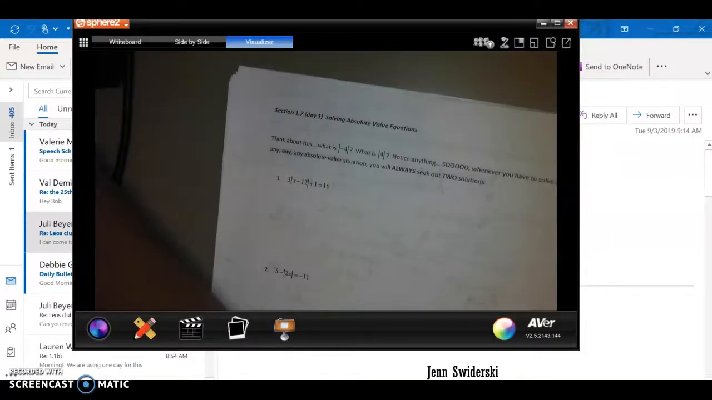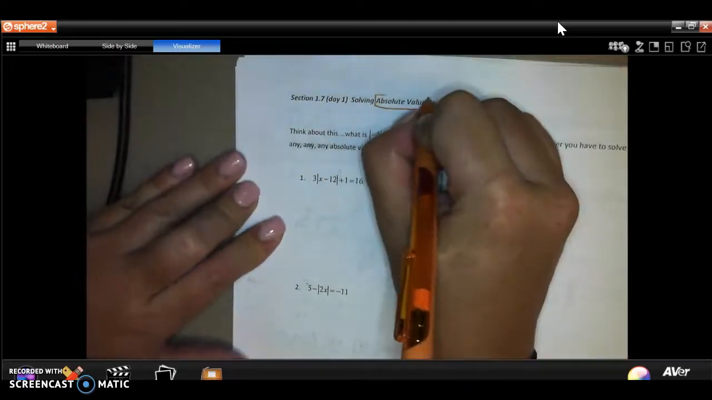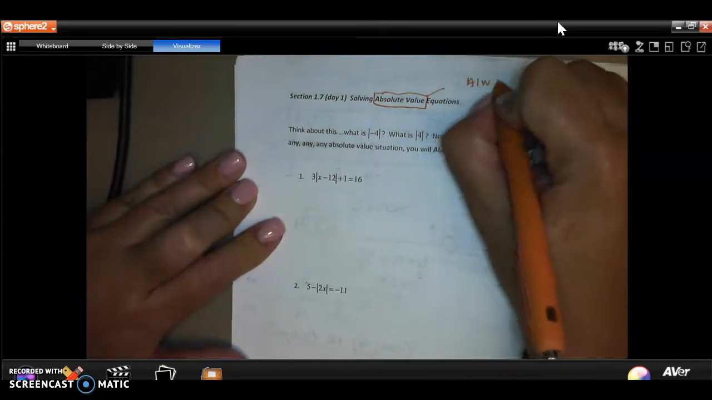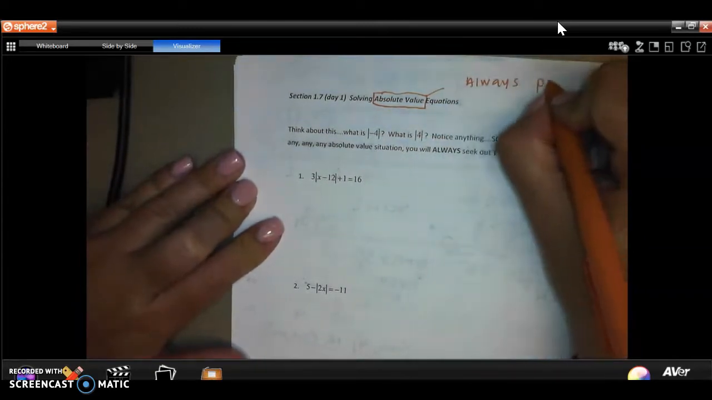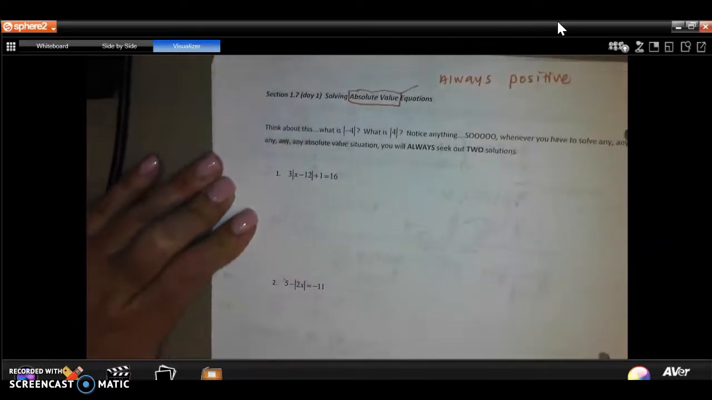All right, guys, so we're going to go ahead and go over the first day of section 1.7, which is all on solving absolute value equations. So you should remember absolute value from 6th grade and 7th grade. Okay, absolute value is always positive. All right, and so today we're going to review a little bit about absolute value.